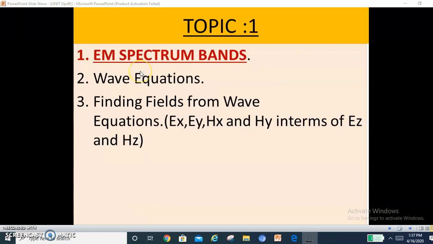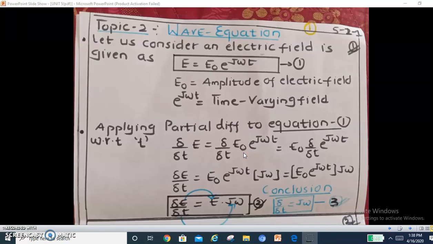So in this session, we're going to understand the derivation of the wave equation and the fields of the wave equation, that is finding Ex, Ey, Hx and Hy in terms of Ez and Hz. So let us start the first derivation, that is the wave equation.